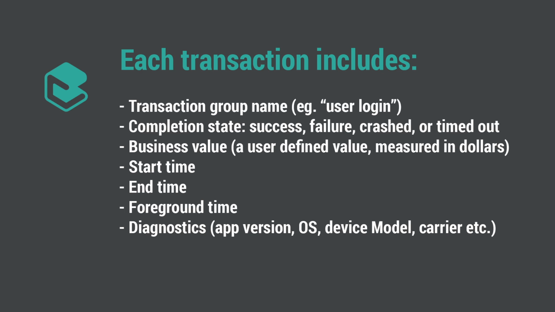You can customize additional transactions by adding a few more lines of code to your application and specify where a transaction starts and where it ends. We will go over the details in the How section. In case you were wondering, the following information is reported with each transaction: transaction group name, completion state, business value, start time, end time, the foreground time, and diagnostic information.